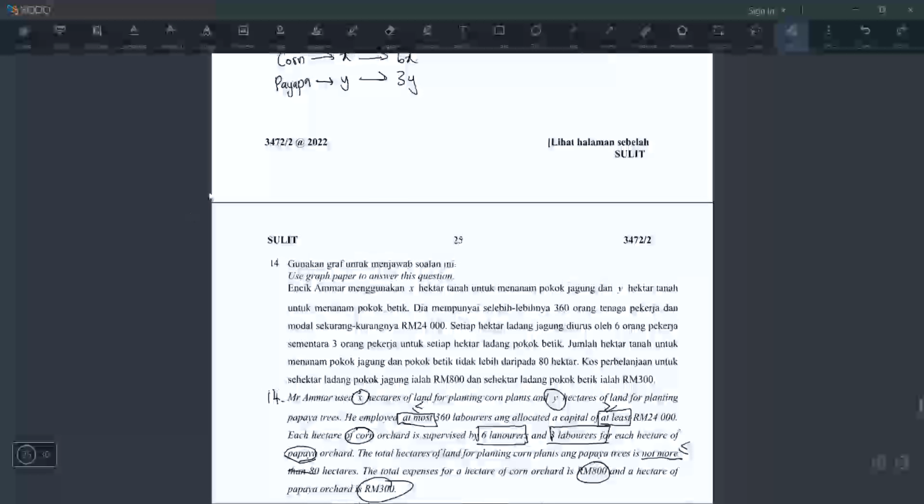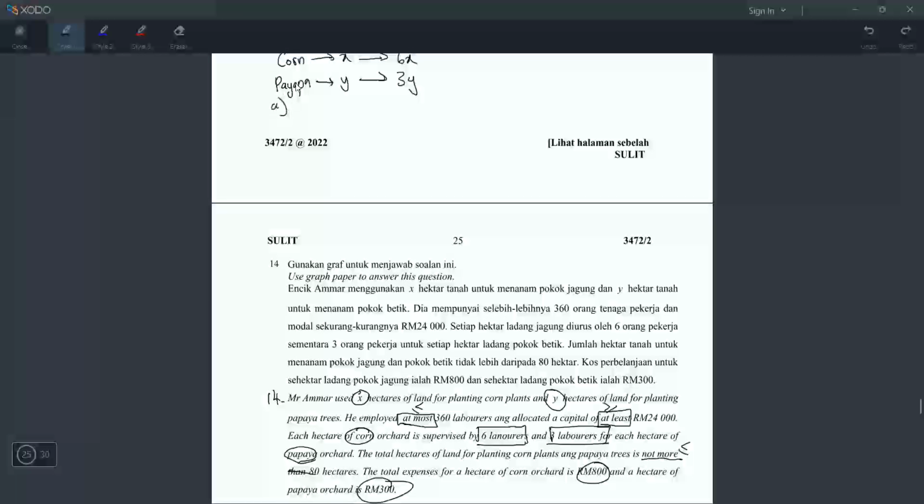It means now we can write our inequality already. My inequality would be what? Okay, let's write this first. The total hectare of land for planting corn and papaya is not more than 80. So actually this one I mentioned already is x plus y smaller sama dengan 80, right? Because total hectare, so x and y add together. And then not more than, so smaller sama dengan 80. So this is my first inequality.